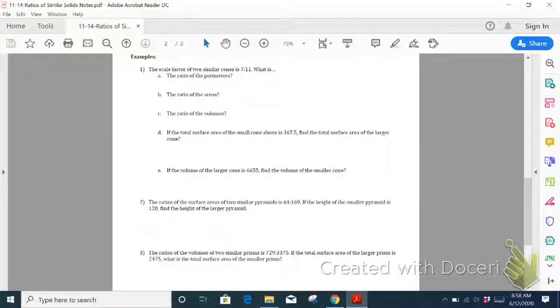Alright, so let's look at example 1, where we're given that the scale factor of two similar cones is 7 to 11. Alright, don't forget, in about a month 7-Eleven will be giving out free Slurpees on 7-Eleven day, July 11th. Alright, don't forget. This class is brought to you by 7-Eleven.